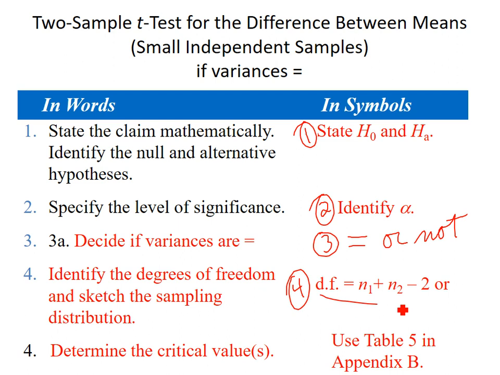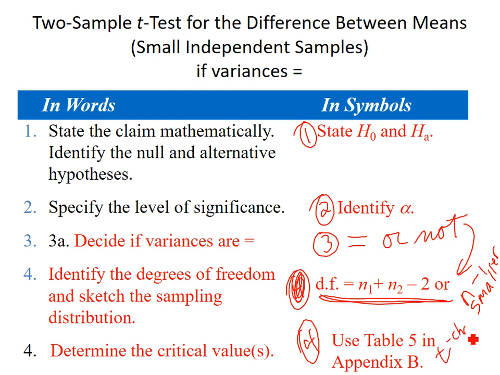This is the one way to find the degrees of freedom. The other way is just n minus 1 for the smaller one. I have this on here twice, but I wouldn't write it twice. Number 4, you find your critical values, you're going to use your T chart to find your critical values.